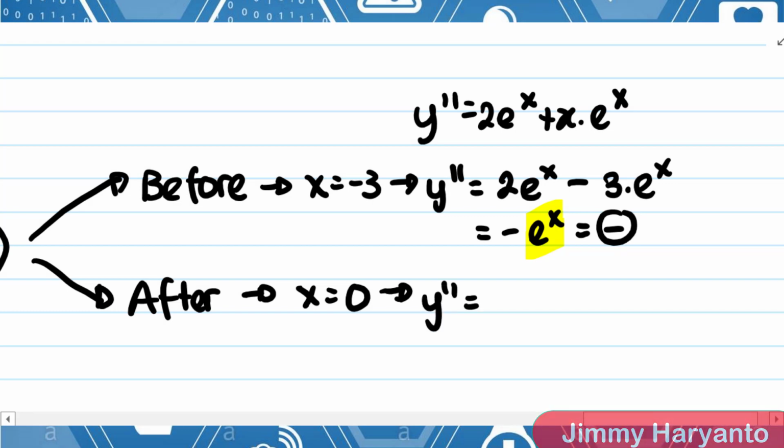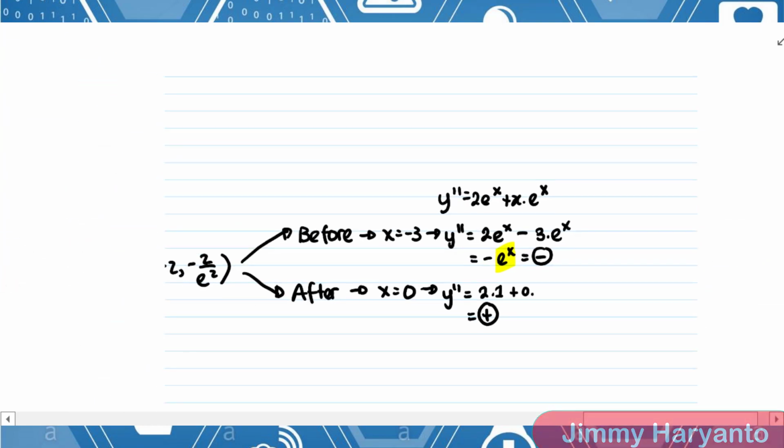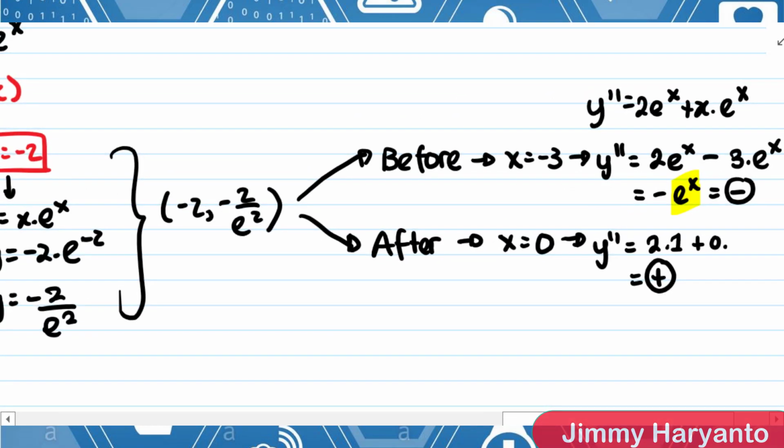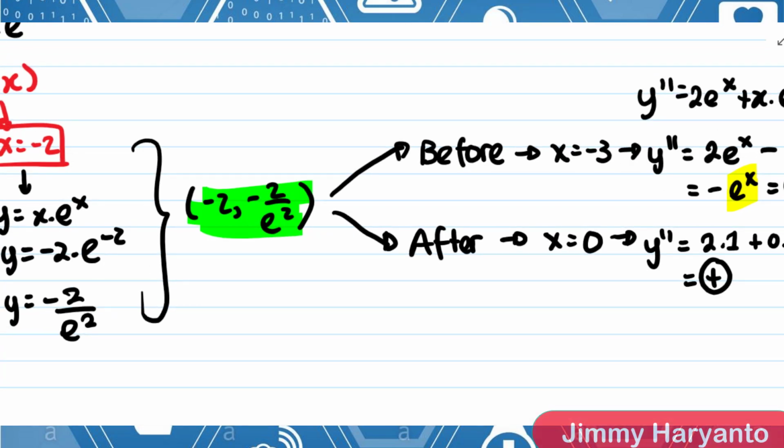For the second part, for the after, I will have 2 times e to the power of 0, which is 1, and then plus 0 times anything becomes 0, so the result will be positive. There are changes in the sign of y double accent, so this one is inflection point.